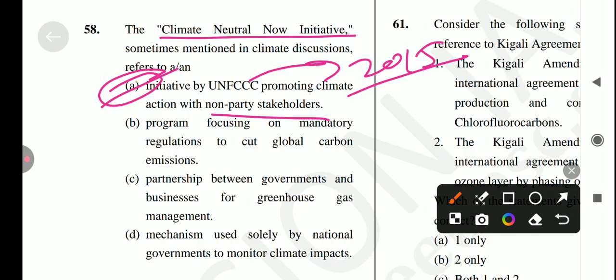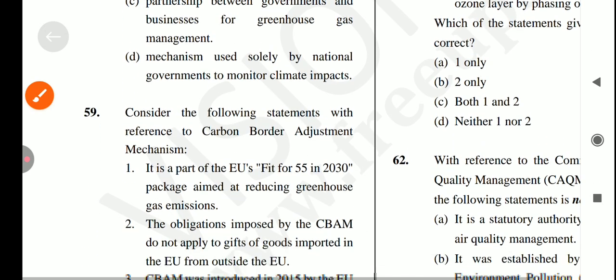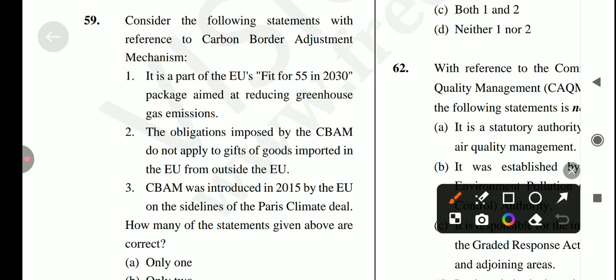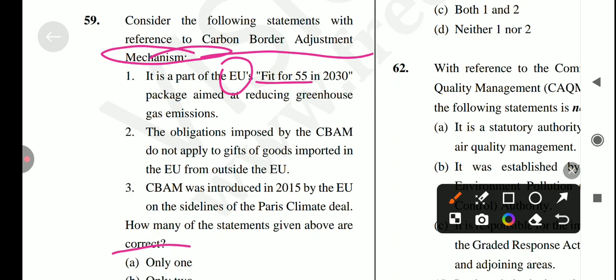Okay, let's come to the next question, which is: consider the following statements with reference to the Carbon Border Adjustment Mechanism. Okay, so the first statement is, और यहाँ पे पूछा क्या है? So the correct statement. So the first statement is, it is a part of the European Union's Fit for 55 in 2030 package aimed at reducing greenhouse gas emissions. Is it true? Yes, it's a correct statement.